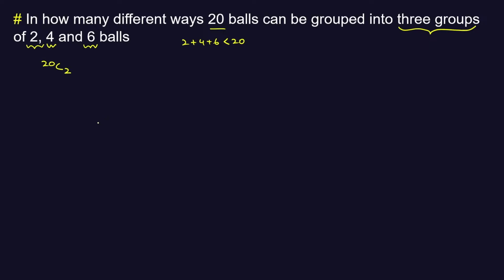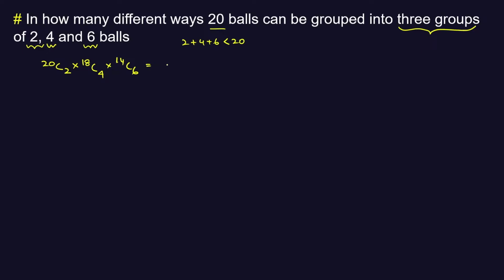So now we are left with 18 balls. From those 18 balls, we are going to select 4 balls to form the second group. And now 14 balls are available to us. From those 14 balls, you are drawing 6 balls to form the third group. So the total number of ways of forming these 3 groups will be 20C2 into 18C4 into 14C6.